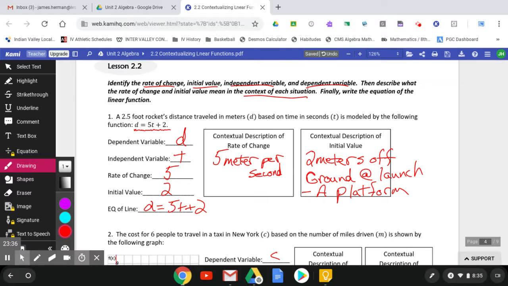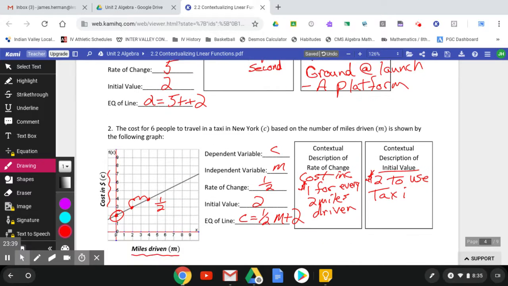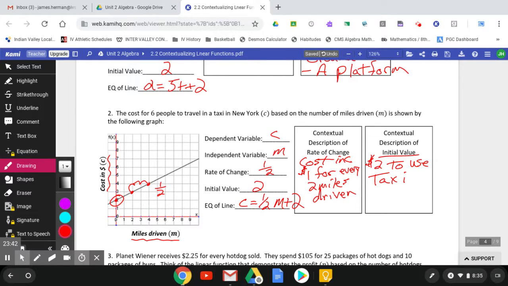Well, that's if it's an equation. That was easy. Let's look at number 2. Oh, looks like I already did number 2.